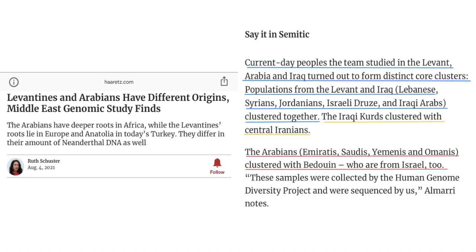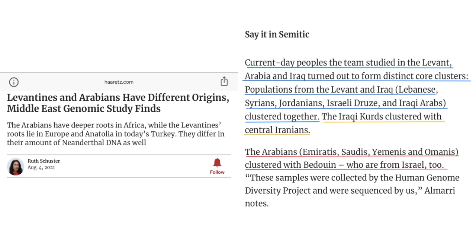Anyways, it says, current day peoples the team studied in the Levant, Arabia, and Iraq turned out to form distinct core clusters. Populations from the Levant and Iraq, Lebanese, Syrians, Jordanians, Israeli Druze, and Iraqi Arabs clustered together. The Iraqi Kurds cluster with Central Iranians. Now that's very interesting. Iraqi Kurds cluster with Central Iranians, and of course Iranians are Indo-European people.